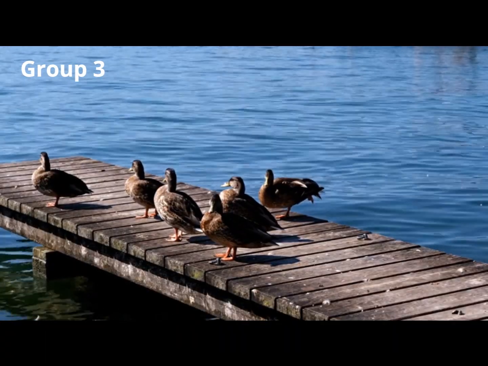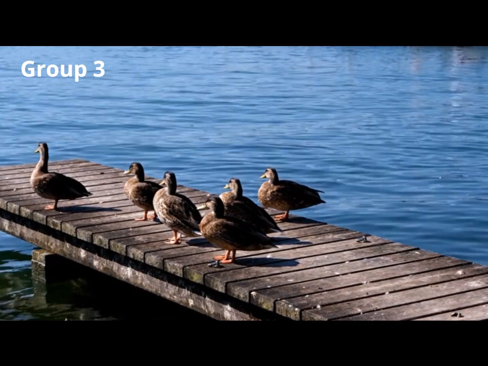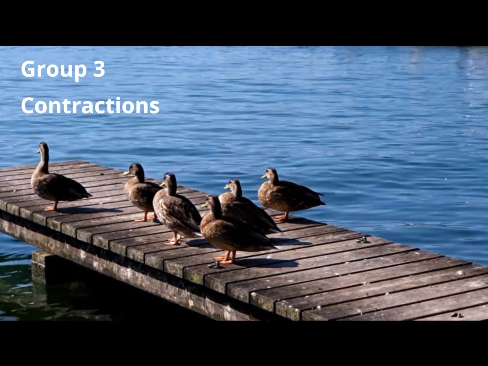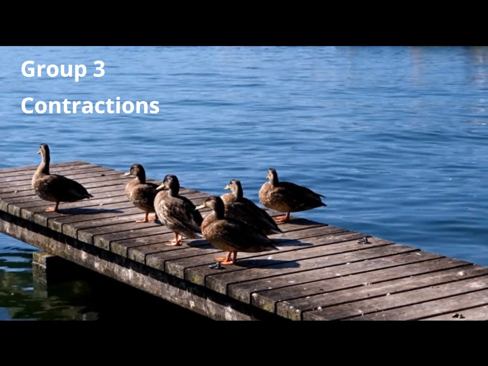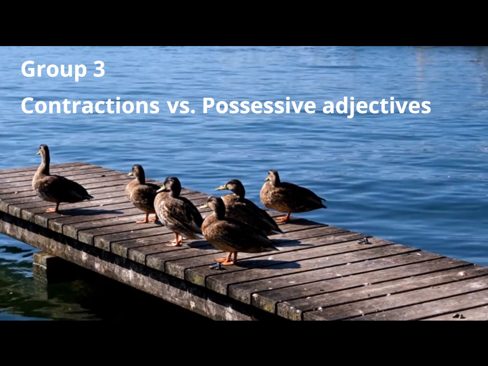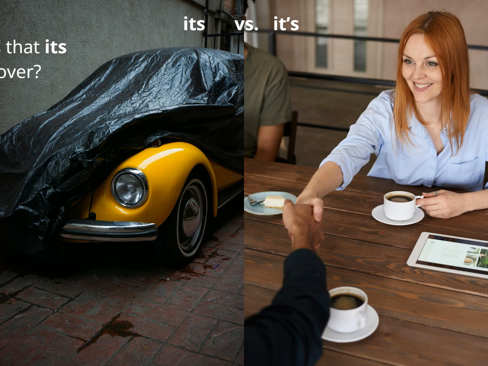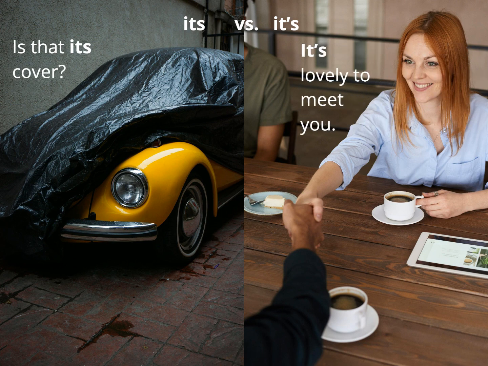Guys, group three is probably a very common area of mistakes, and it basically highlights the difference between contractions, where we remove or omit something and we use an apostrophe, and possessive adjectives. So we're going to begin with its, the possessive adjective or determiner, and it's, the contraction of it is. So the first one would be, is that its cover? And it's lovely to meet you.